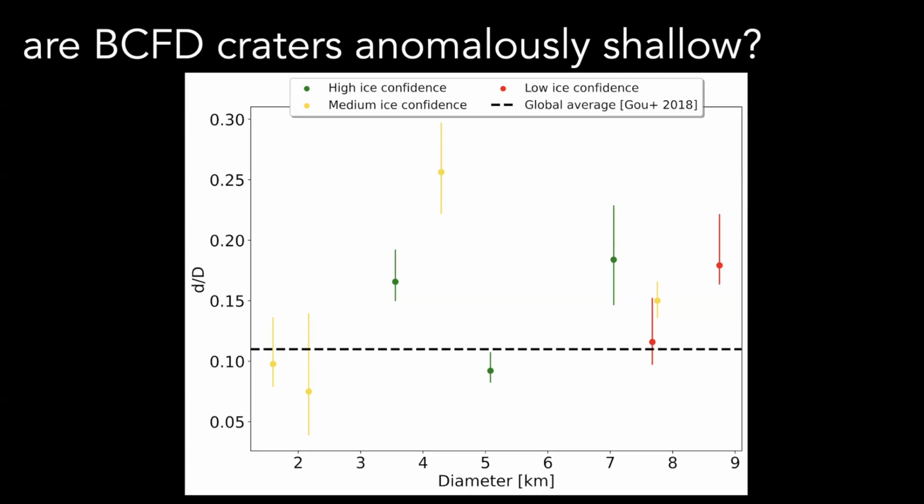But based on this small sample size, there doesn't seem to be any obvious shallowing of this population of craters compared to the background. In fact, Ceres, like many other bodies, exhibits a trend in depth to diameter ratio, with smaller craters being shallower. And so our results appear to be broadly consistent with that. And we're hesitant to draw any conclusions about the overall shallowing of these polar craters compared to the background population.